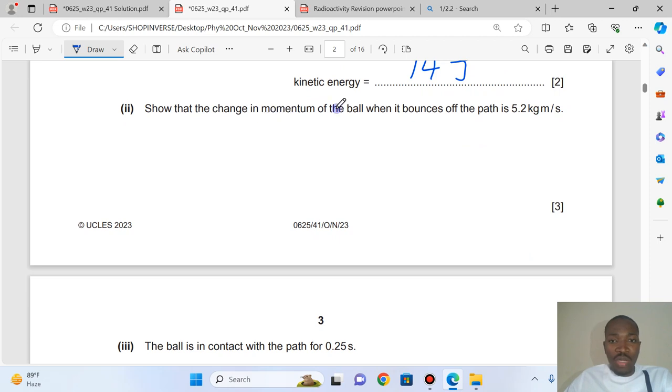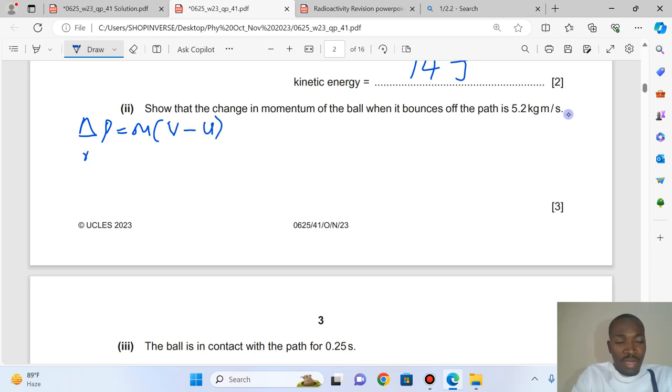The third part of the question. Show that the change in momentum of the ball when it bounces off the path is 5.2 kilogram meters per second. What's the formula for change in momentum? You know, impulse equals change in momentum. Yeah, but we are not interested in impulse. We're interested in a change in momentum. Change in momentum is mass multiplied by change in velocity, m into v minus u.